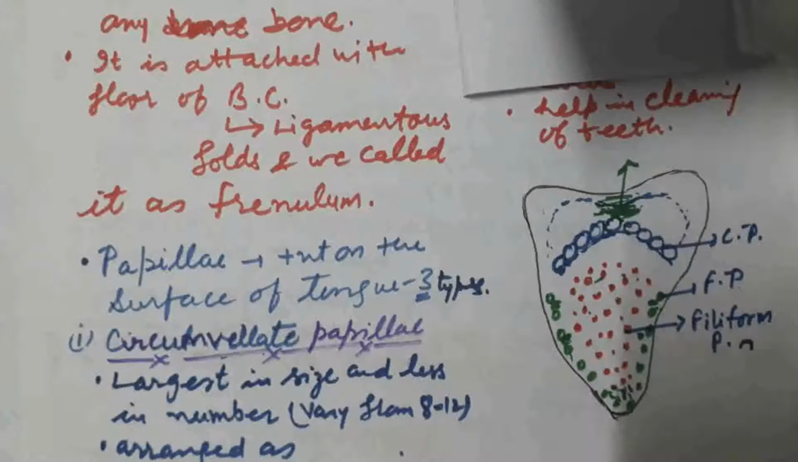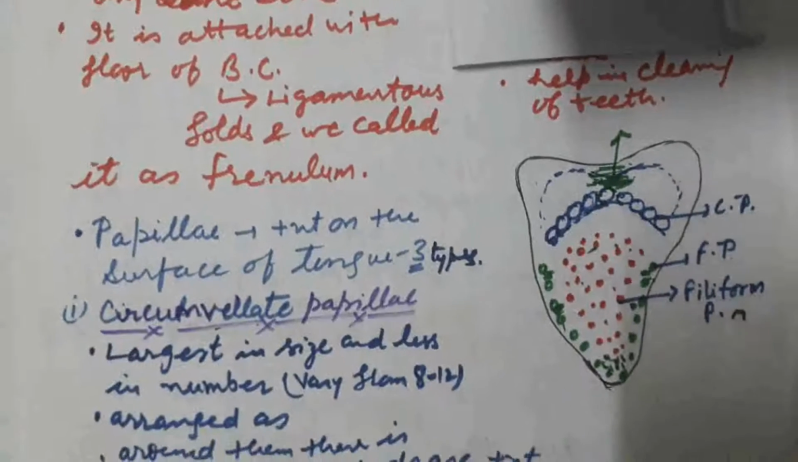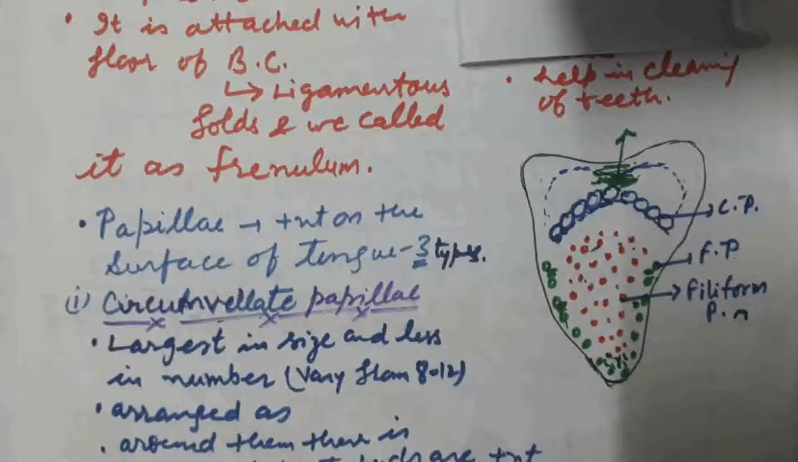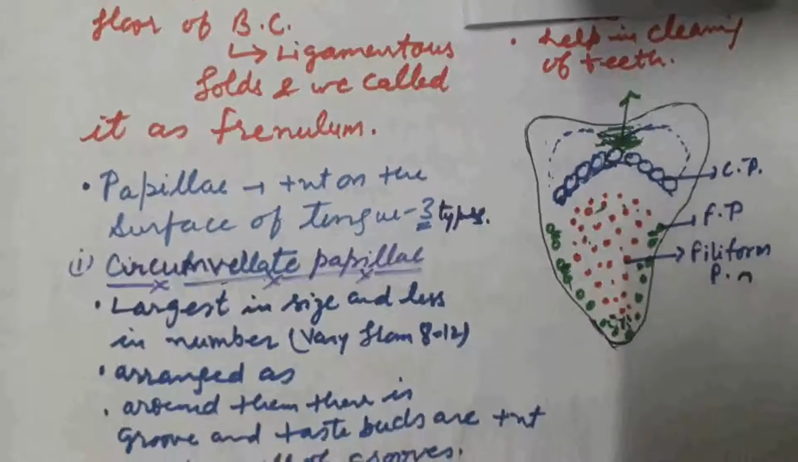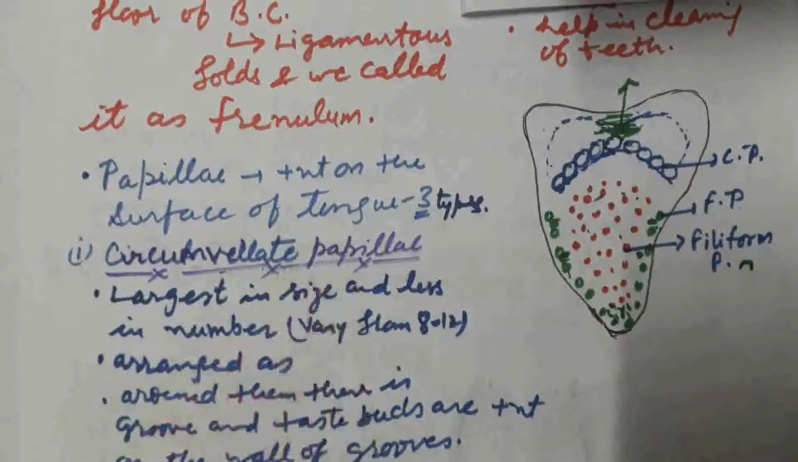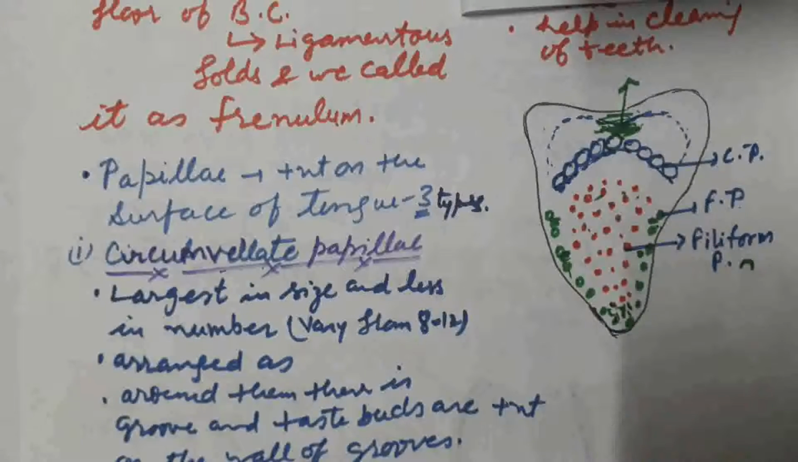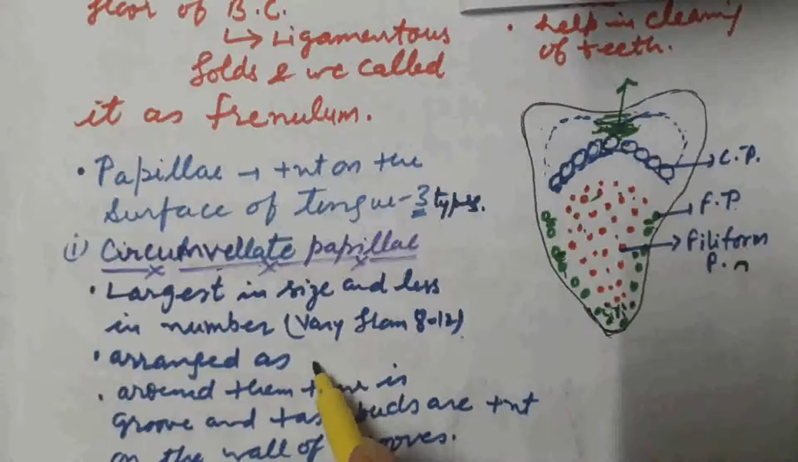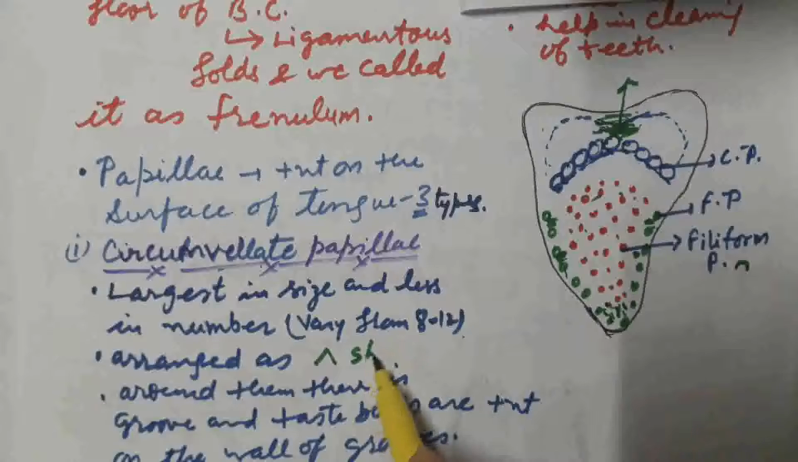On the surface of the tongue there are some papillae. There are three types of papillae present on the surface of the tongue. The first type is circumvallate papillae, which are largest in size and their number is less. The number varies from 8 to 12. They are circular in outline and arranged as an inverted V-shaped structure.